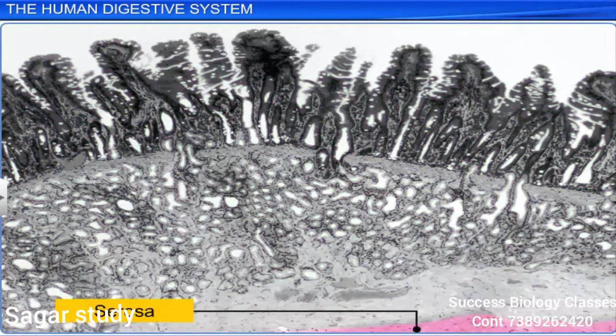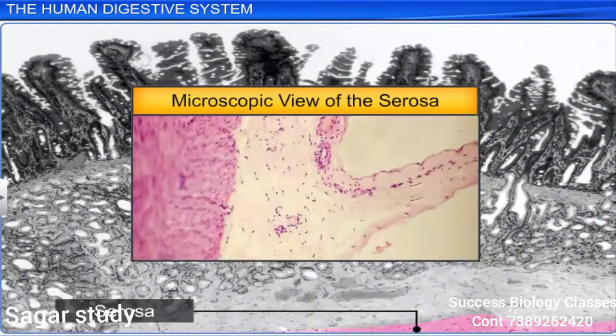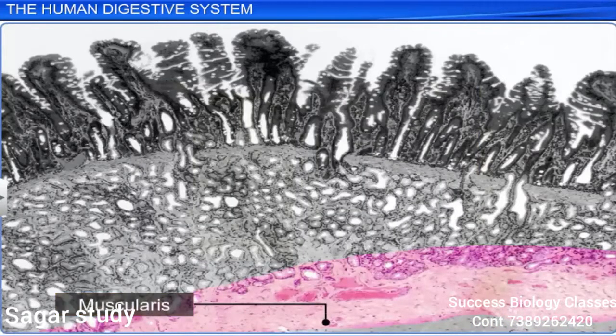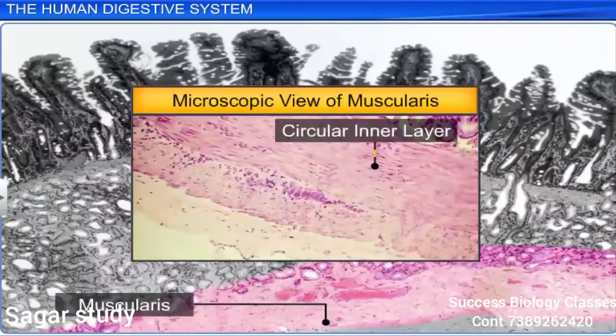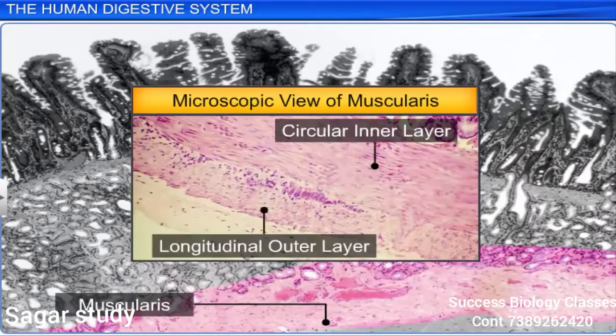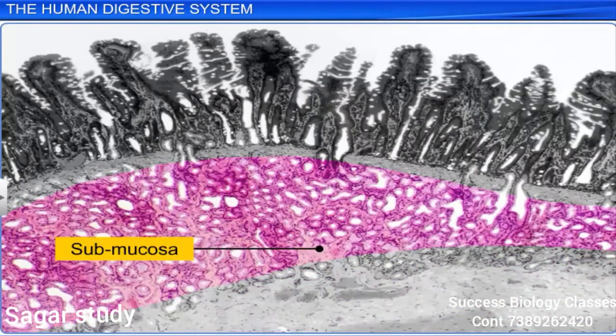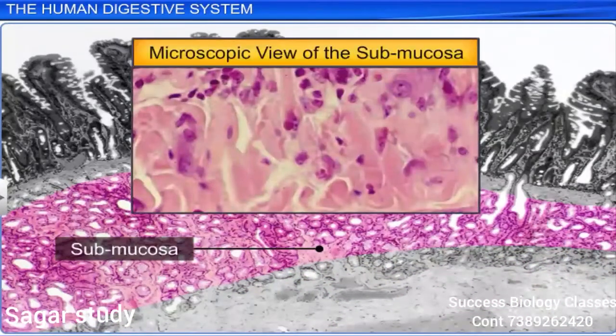The serosa, the outermost layer, is made up of a thin mesothelium along with some connective tissues. The serosa is followed by the muscularis, a muscle layer made up of a circular inner layer and a longitudinal outer layer of smooth muscle cells. Adjoining the muscularis is the submucosa, which is a soft connective tissue layer containing blood vessels, nerve endings, and lymphatic vessels.